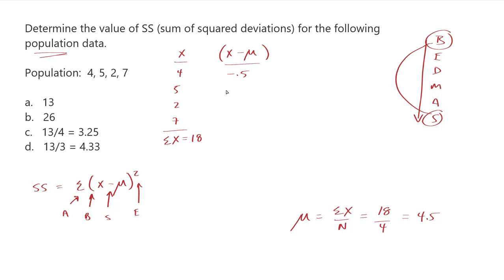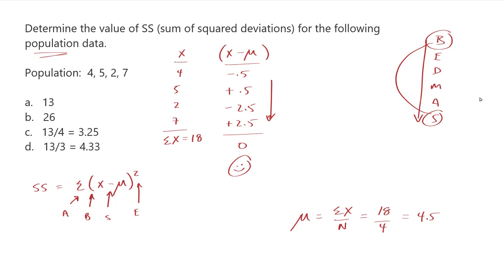0.5. And, oops, no, sorry, I'm doing these wrong. 5 minus 4.5 is positive 0.5. 2 minus 4.5 is negative 2.5. And 7 minus 4.5 is positive 2.5. As a check you can perform at this step, when you add these up, they come out to be 0, which is what we like to see.